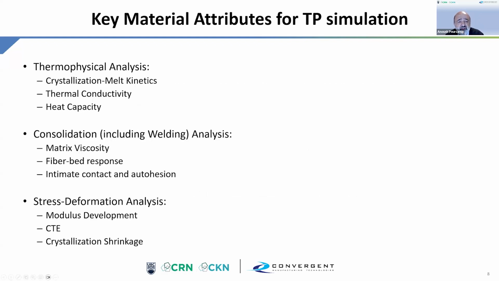So what are the things we really need to understand on the way in? We need to understand the crystallization melt kinetics of the material, and hand in hand with that, its thermal conductivity and heat capacity behavior. Once we've understood that, we need to understand how the matrix viscosity changes, how the fiber bed might take some of the stresses during the process, and how we model and capture intimate contact and autoadhesion between interfaces. Then, of course, we need to understand how the modulus develops, what the coefficient of thermal expansion does, and how much crystallization shrinkage we have.